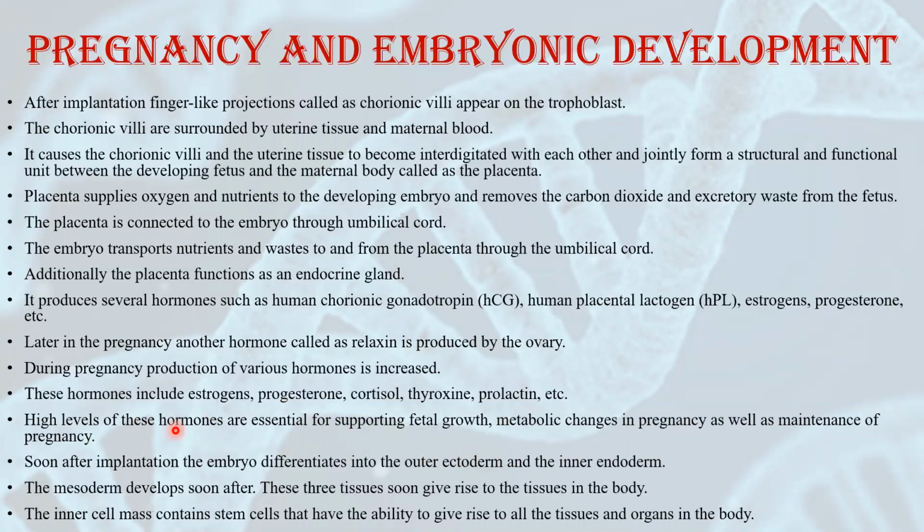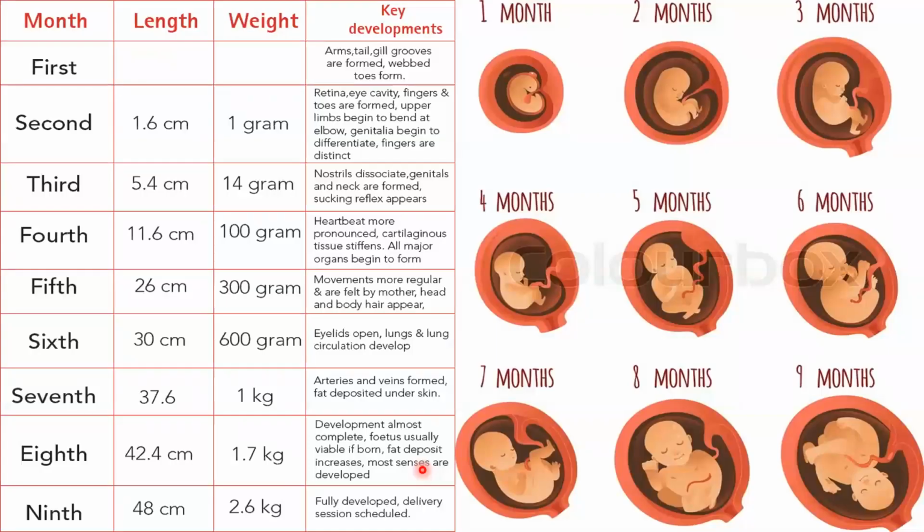Soon after implantation, the embryo will differentiate into outer ectoderm and inner endoderm. As soon as it gets implanted, it will form the outer ectoderm, the inner endoderm, and then the mesoderm will also be formed. These three tissues will together form all the tissues and organs of the body. The inner cell mass also contains stem cells, which have the ability to give rise to all the tissues and organs of the body. Here we can see the 9-month development of a child.